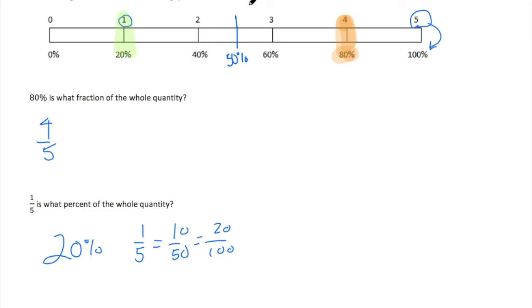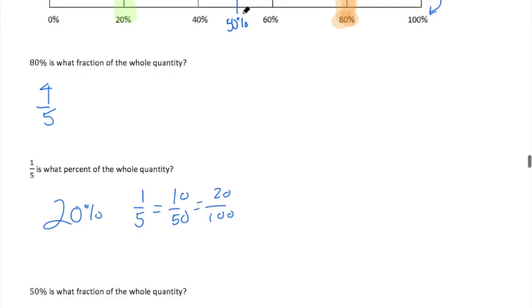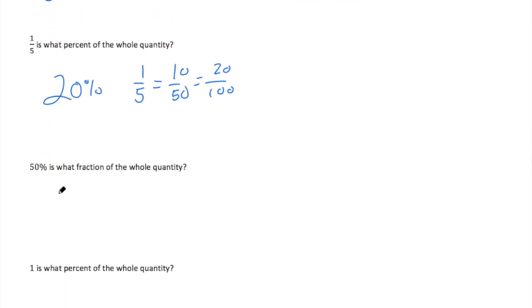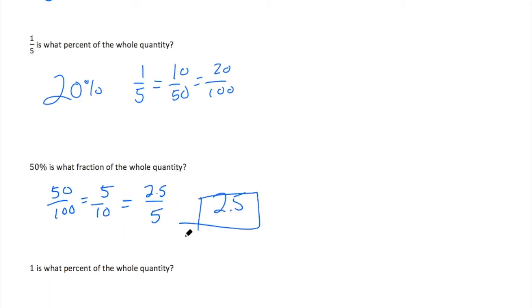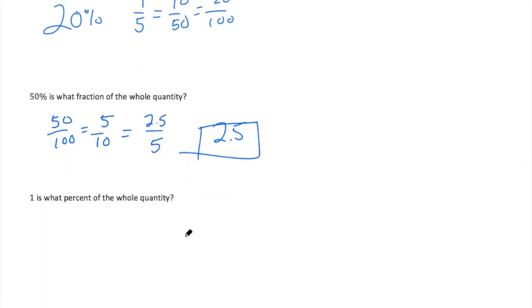It's halfway between 40 and 60%. So halfway between 2 and 3 is 2.5. So we could also think about 50%, 50 out of 100. We could divide by 10 over 10 to get 5 over 10, and then we have to divide by 2 to get 2.5. So any way you slice it, 2.5 is 50% of the whole quantity for this one.